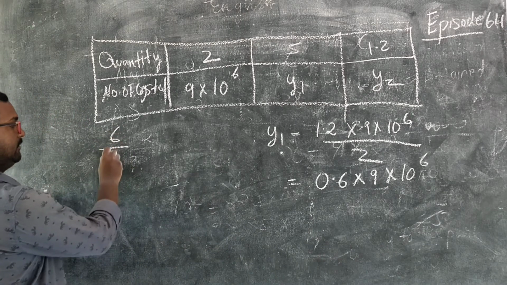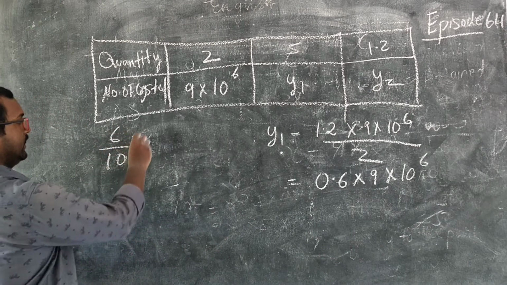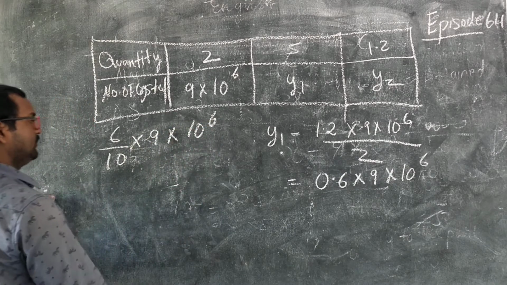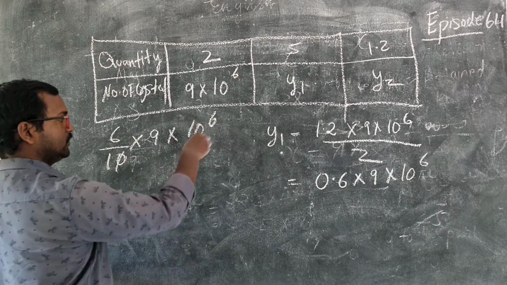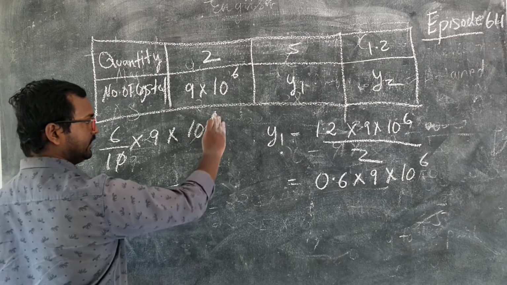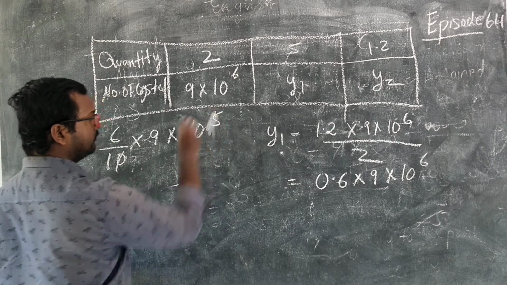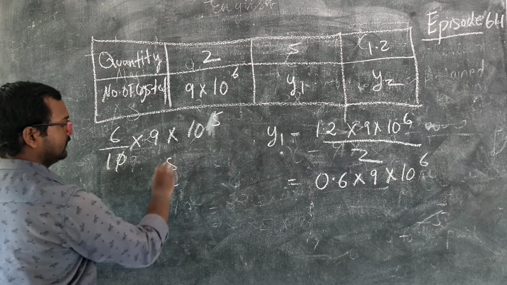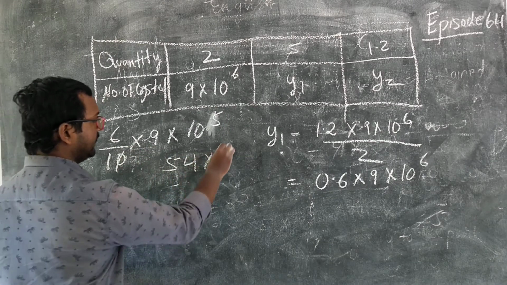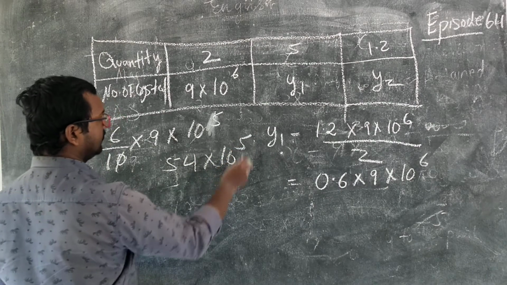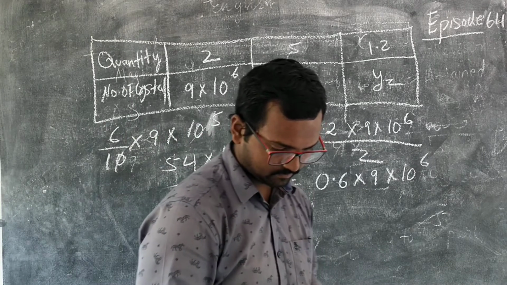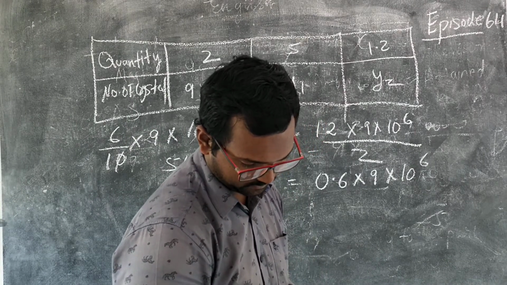So I am writing it as 6 by 10 into 9 into 10 power 6. So this 10 here and that 10 there will get cancelled. If the 10 cancels, it will become 5. So we will get 9 into 6, 54 into 10 power 5 crystals. 54 into 10 power 5 crystals. Okay.